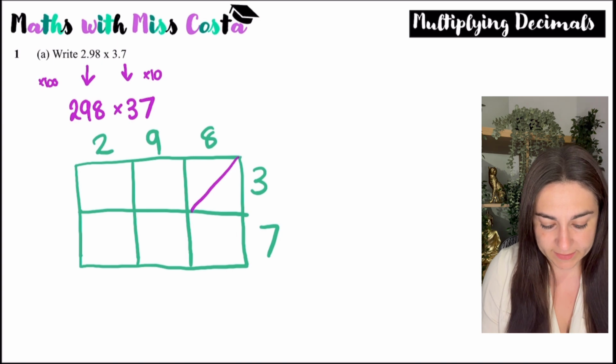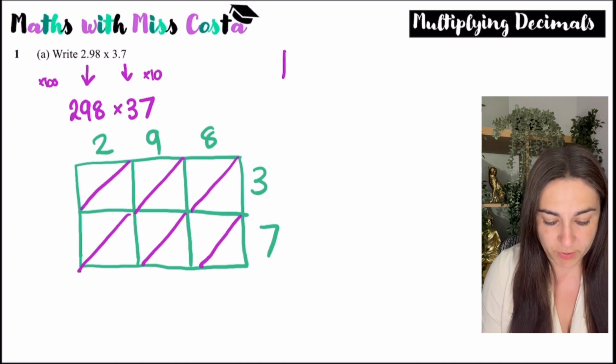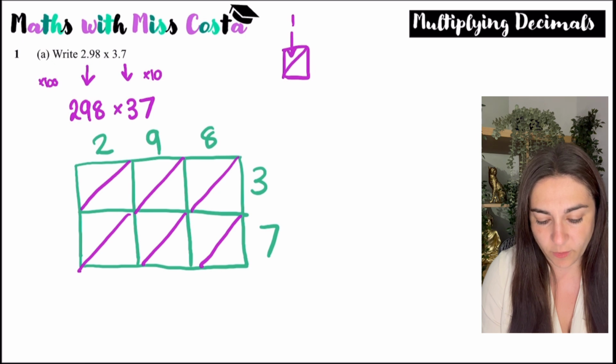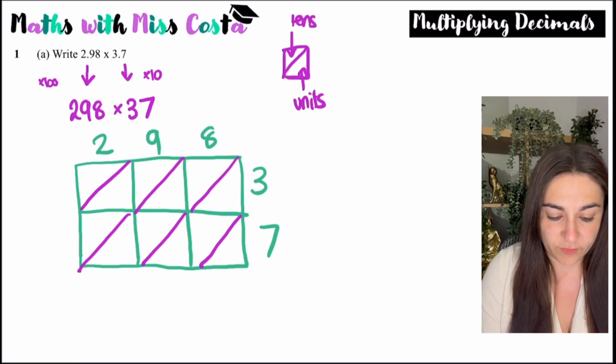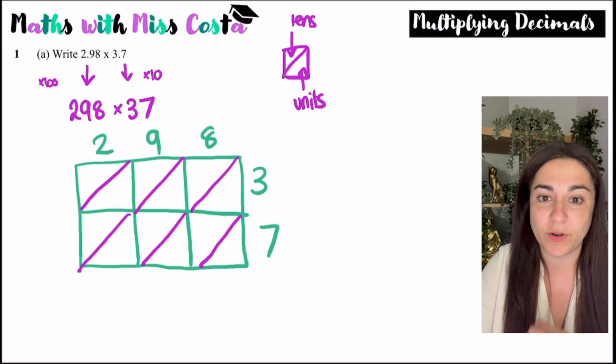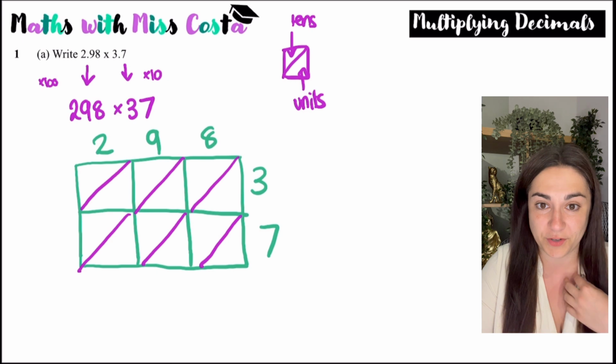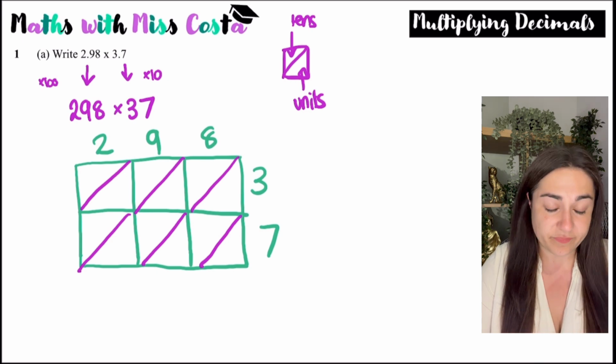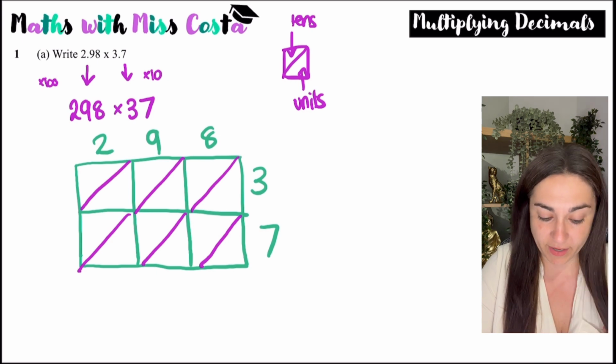I split the box into two, so I have a diagonal splitting each little box into two parts. And the way it works is in the top part, you write your tens, and the bottom part, you write your units. So the reason this method is good is because you're only ever multiplying single digits. So if you're great with your times tables, but you sometimes get confused with other kinds of multiplications, this is a really great way.